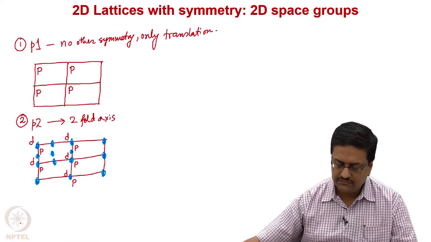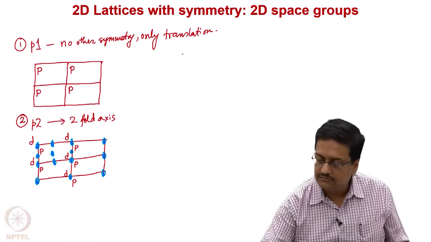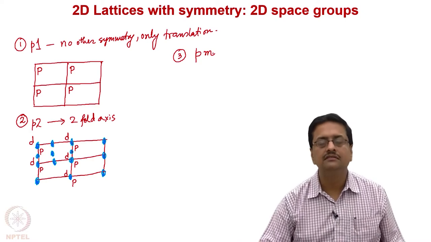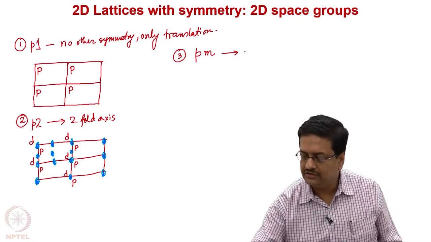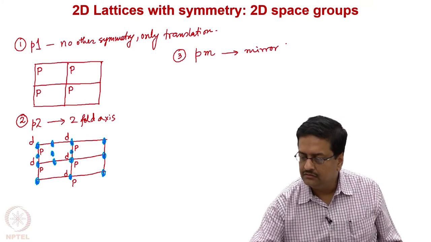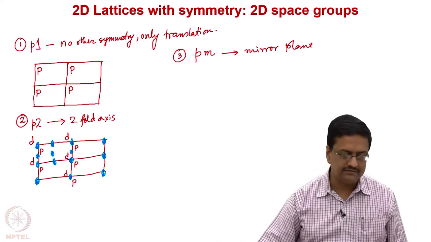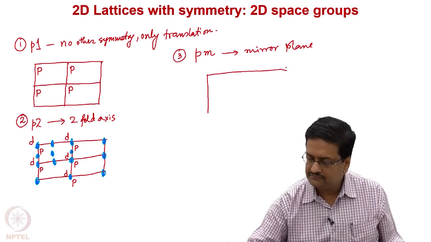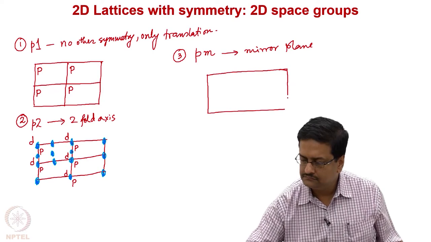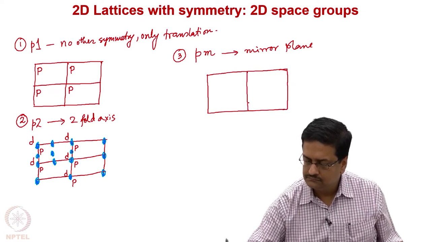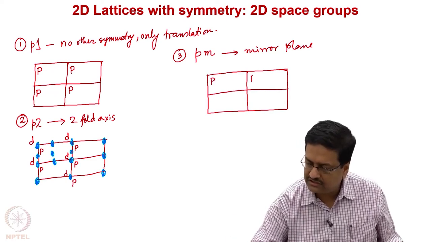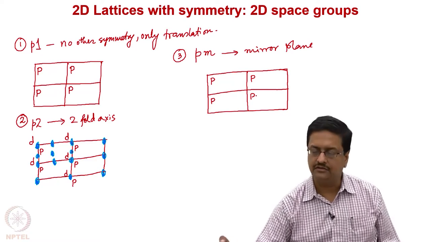The next type of 2D lattice is termed as Pm. Once again, P is small, and M means a mirror plane. So we have only one mirror present in the lattice. So now if I draw again a 2D space lattice, and then I write the letter P, which is my object, and its translational symmetry related objects are also drawn in the adjacent unit cells.